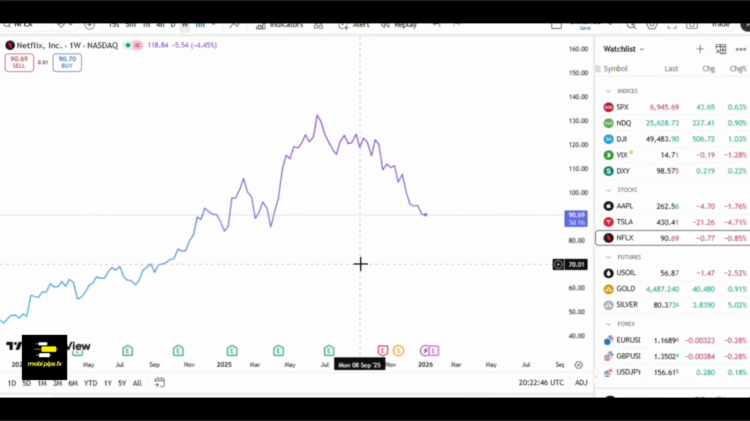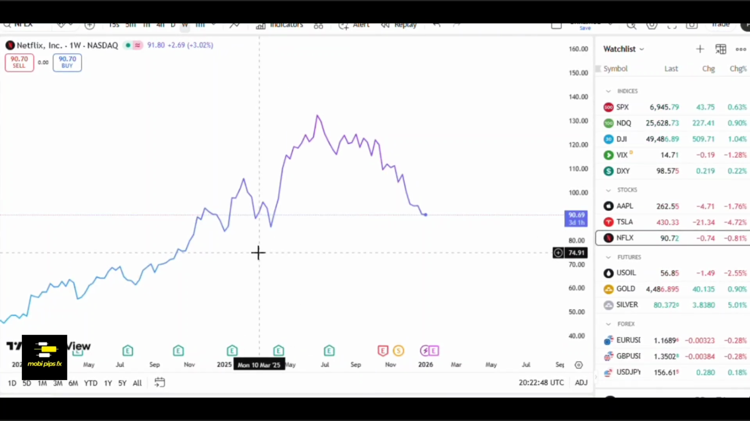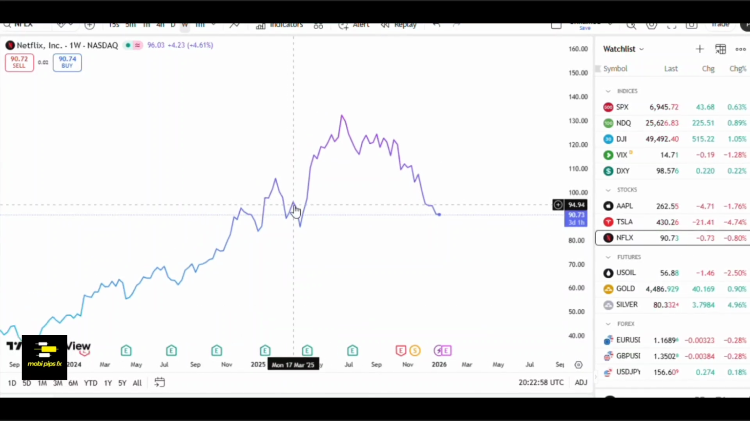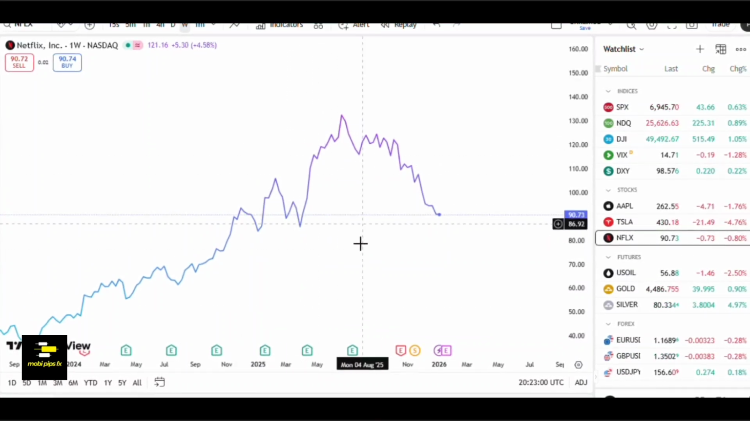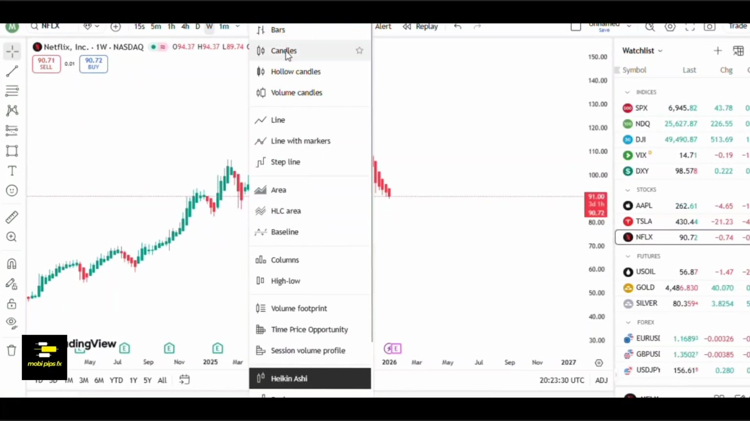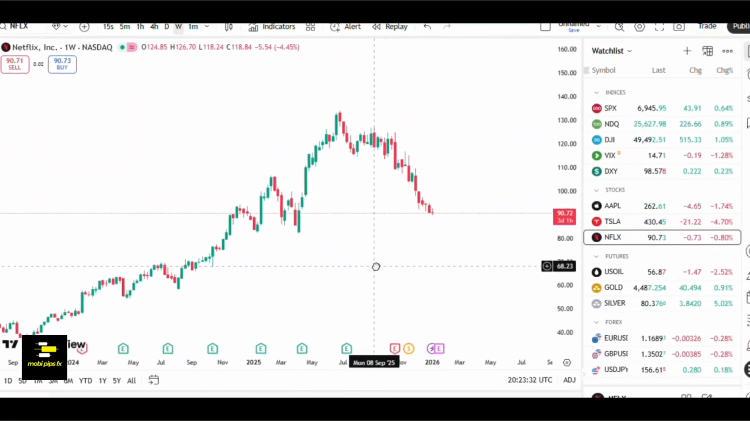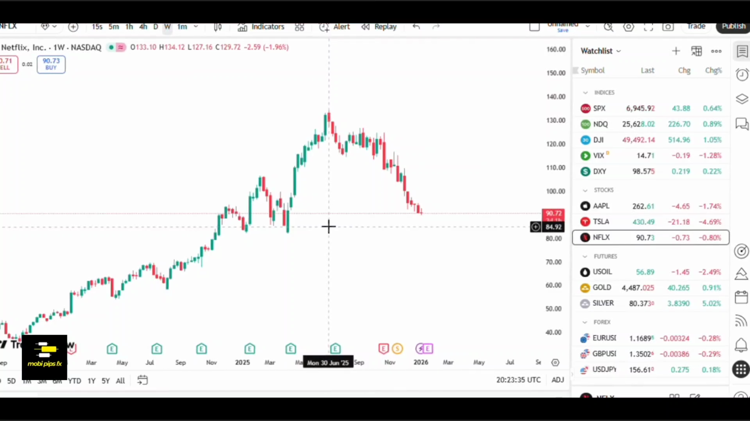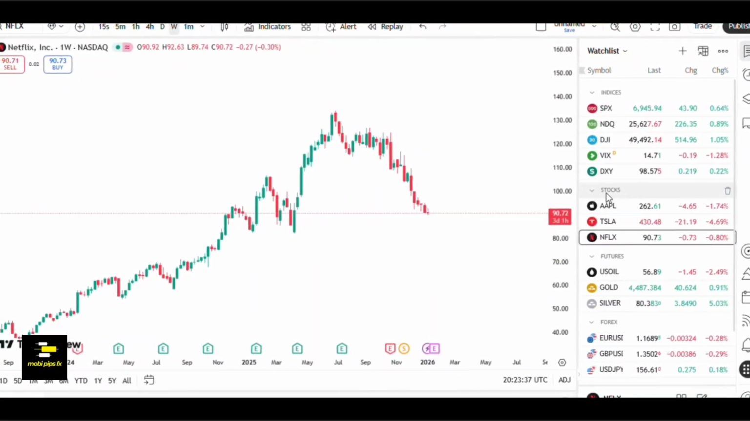Then we have line charts. I don't know if you ever came across Expert Option, but for those of you who know, especially in the ads, you see something like this. That's a line chart. Our priority is the candlestick chart, so we use this one. Great, let's move on. So that's under stocks.